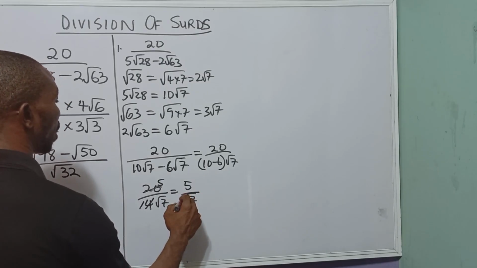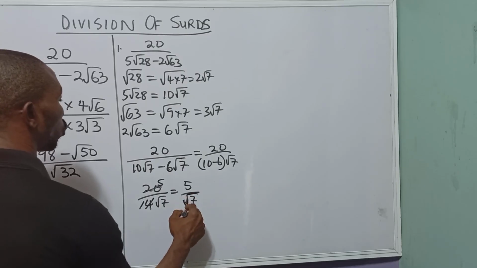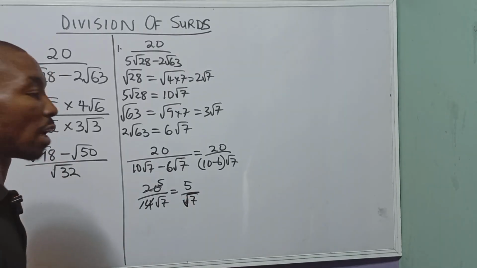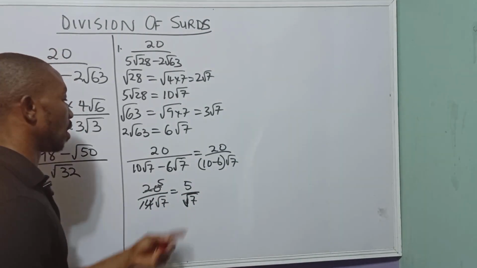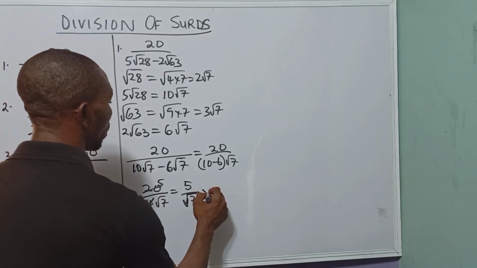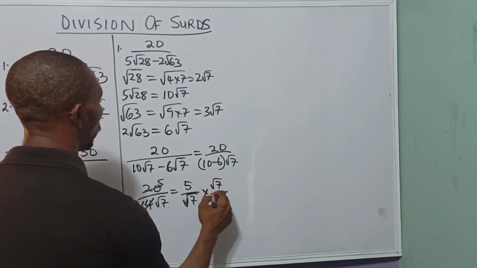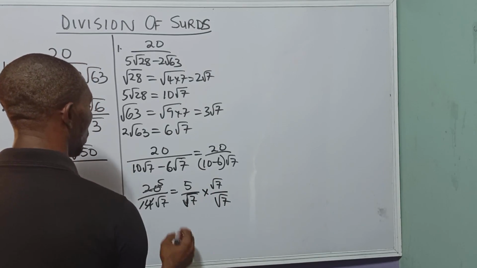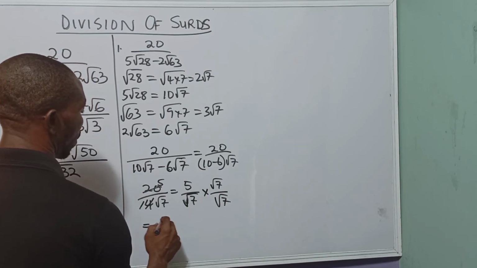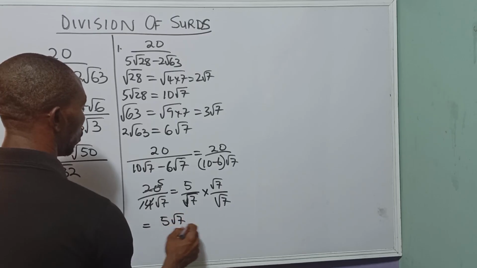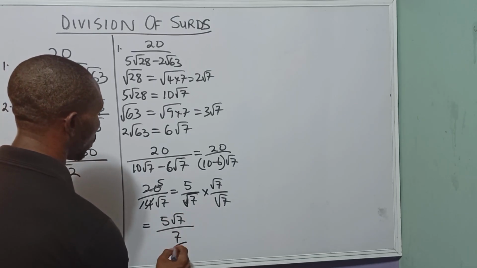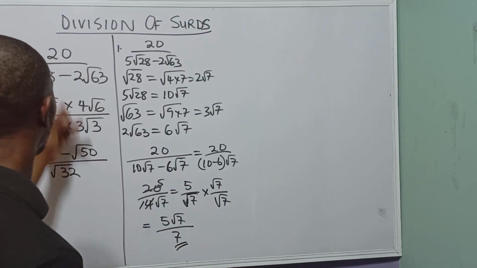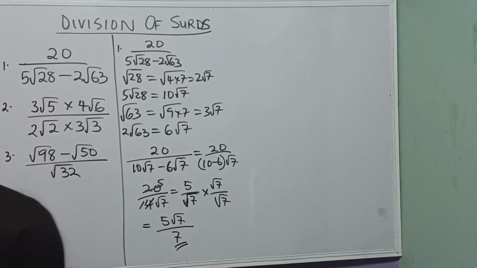Now applying our law, in order to eliminate our root sign, we have to multiply both numerator and denominator by the root. So this becomes times root 7 over root 7. So this we are having as 5 root 7 all over root 7 times root 7, which will give us 7. So with this, we've solved out our first question.